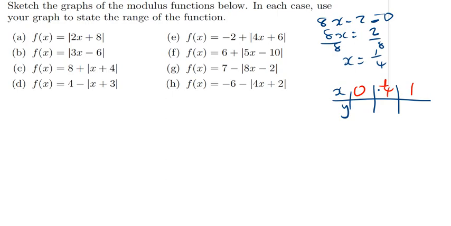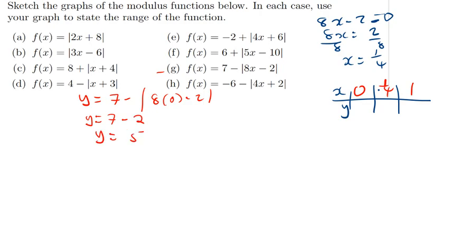Now let's go. y is equal to 7 minus, we are solving question G, the modulus of 8, where there is x, put 0, then minus 2. So y will be equal to 7 minus, this is going to be 0. 0 minus 2 is negative 2. The modulus of negative 2 is 2. Therefore, y is equal to 5. So here it should be 5.